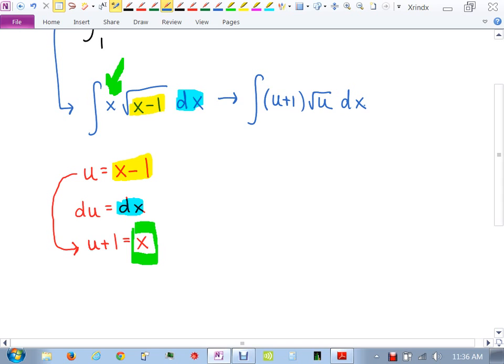Now, why is this better than what we had? Let's look at this. I can distribute the square root through, right? And have, let's see, what's u times u to the 1/2? You have to add the exponents, right? So that's u to the 1 times u to the 1/2, which is 3/2, plus u to the 1/2 du. Oop, I forgot. Y'all see where my typo up there is? I put x. Okay, sorry. That's a u.